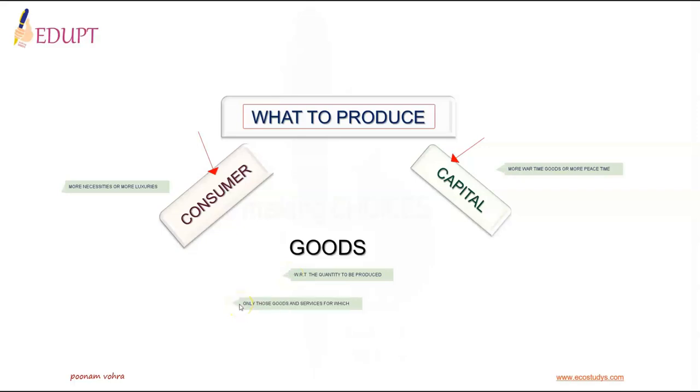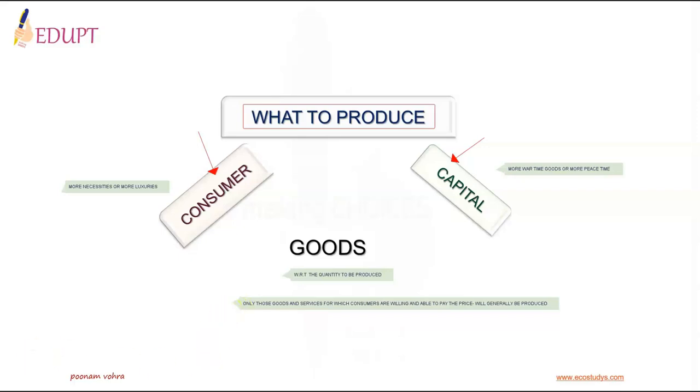Over time, only those goods and services for which consumers are willing and able to pay the price will generally be produced. The purpose is to allocate the resources in such a manner which provides satisfaction to maximum people in the country.